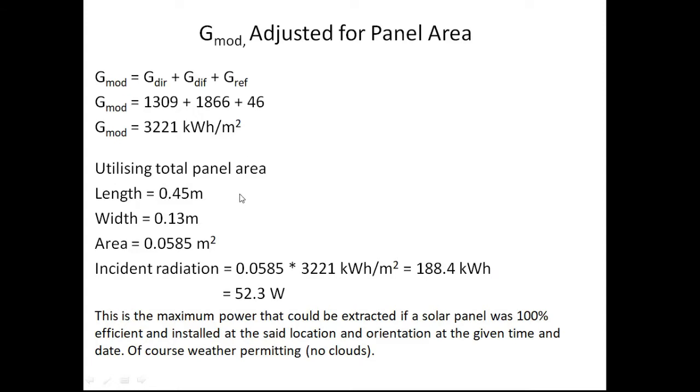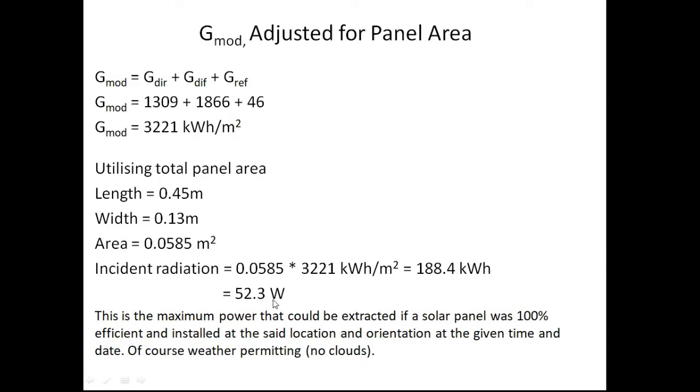Now let's get to the actual. This is how much is coming per meter squared, but these panels aren't even a meter, right? So we take the width of the panel, length of the panel, area of the panel, and when we multiply the area by this, we see that basically 188.4 kilowatt hours. If we divide out and bring that into seconds, we would end up with about 52.3 watts.